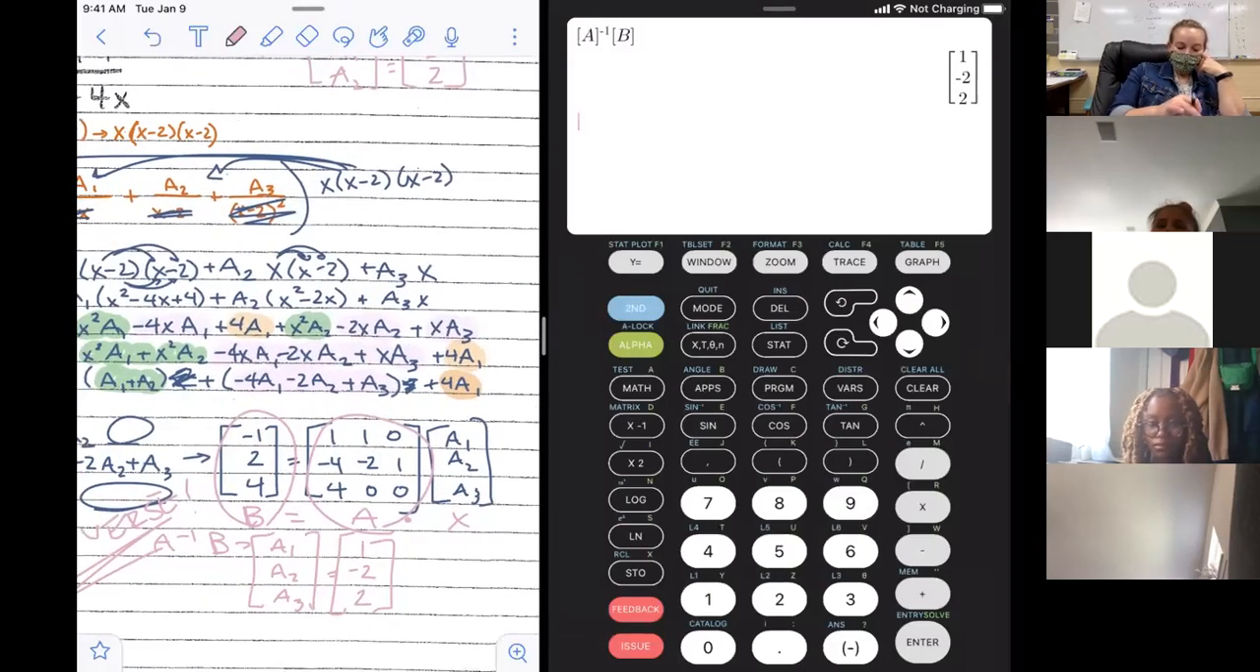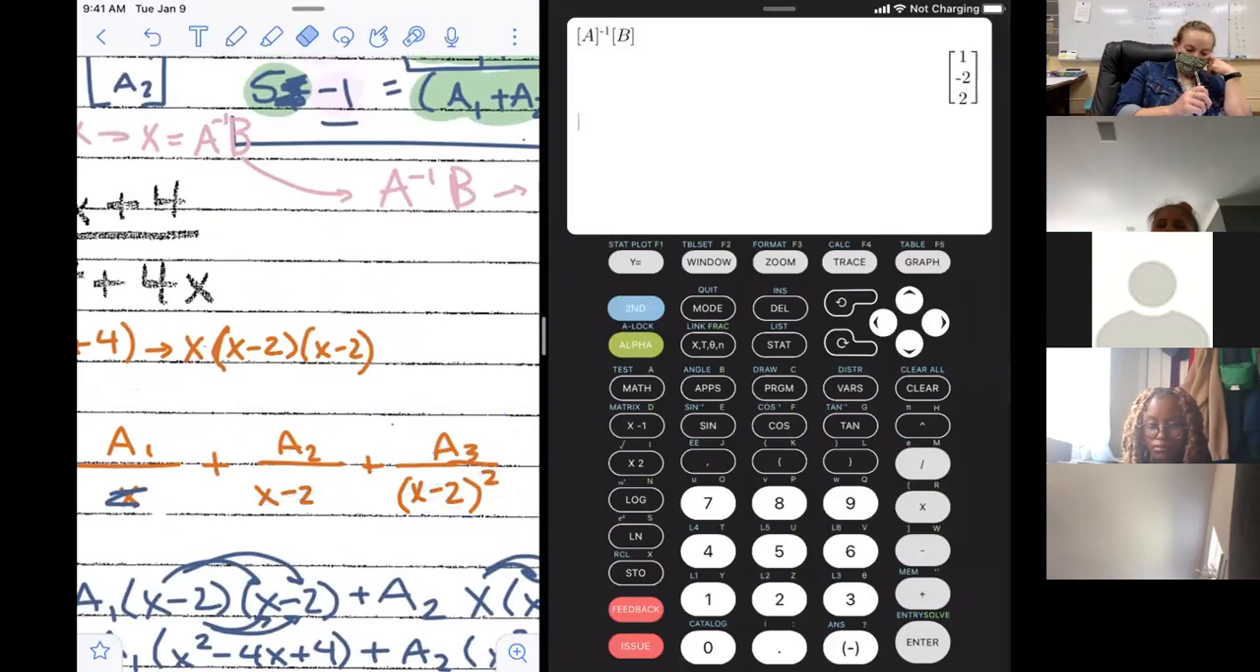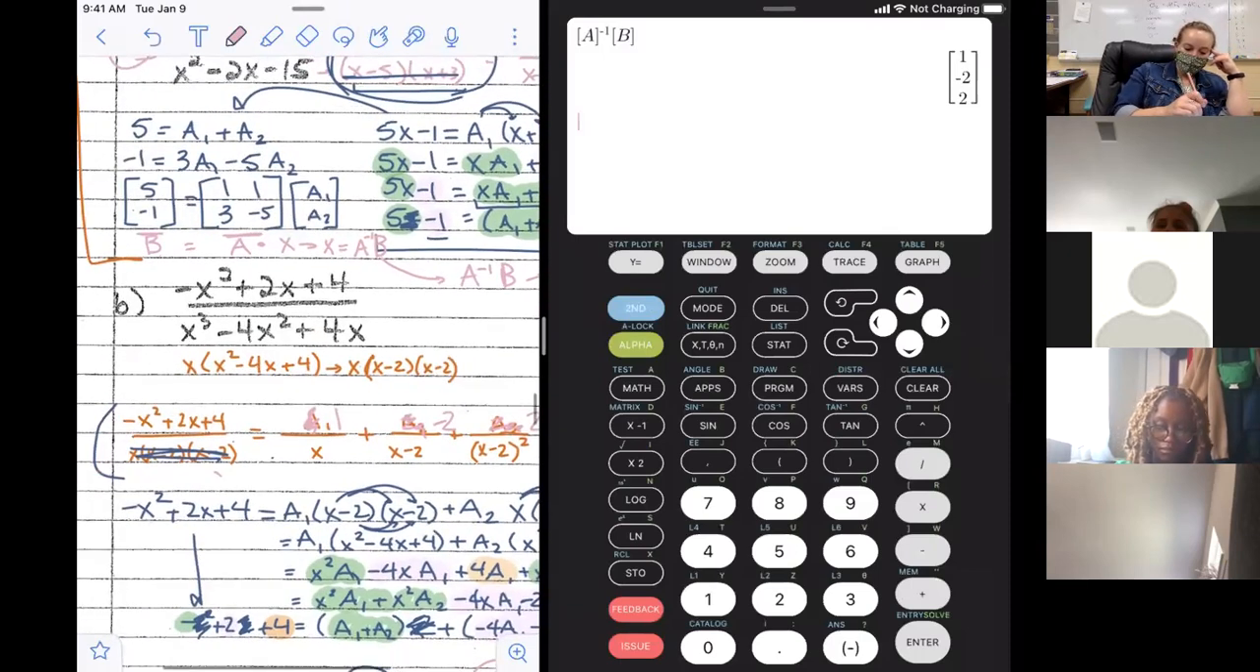What that means is if I went back up to the beginning, I could fill in my fractions by saying this was 1 over x plus negative 2 over x minus 1 plus 2 over x minus 2 squared, and that should equal my original expression.